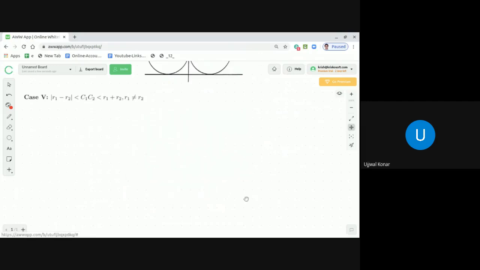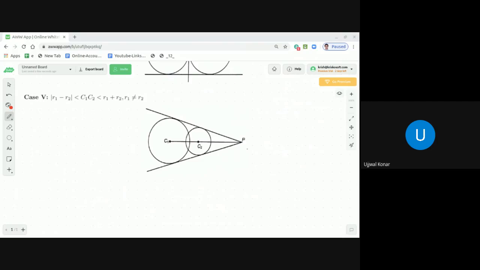Correct, dear students? This properly gives a visual representation of that inequality, mod of R1 minus R2 is less than C1C2 less than R1 plus R2. Now in this case we have only two direct common tangents. You see, there is no other tangent, no transverse common tangent.